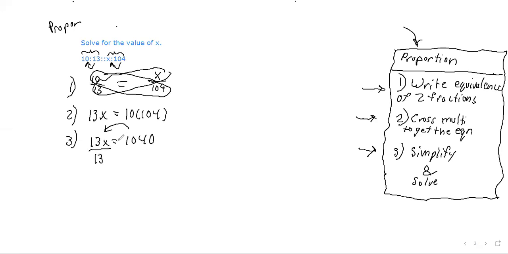And then we're going to do the same, because we have the equal sign, whatever operation we do on one side of the equal sign, we have to do on the other side. So we're going to divide the other side of the equal sign by 13 as well. And now we're going to simplify. 13x divided by 13 is 1x, which is just x because the 1 is invisible. And then 1040 divided by 13 is going to give us 80. And there we have it. 80 is our answer. And this is what we look for in the multiple choice option for this question.